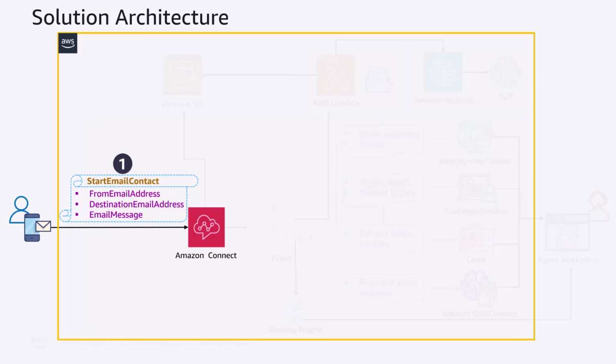The process begins when a customer sends an email or submits a web form, triggering an API call named StartEmailContact in the backend, including crucial information such as: From email address contains the customer email address. Destination email address holds the company's email address. Email message contains header, content type, body, and so on. Amazon Connect receives this information and uploads the email message as a JSON file to a predefined Amazon S3 bucket as email storage.